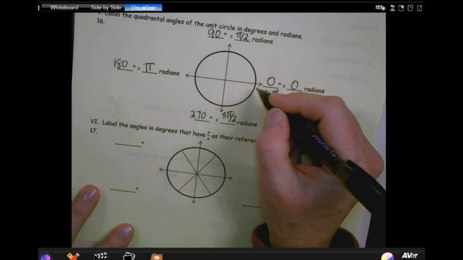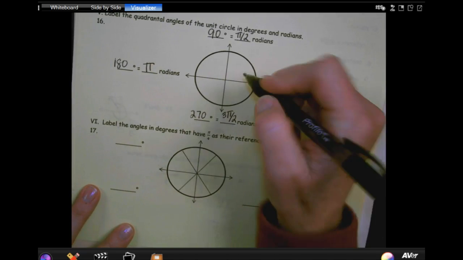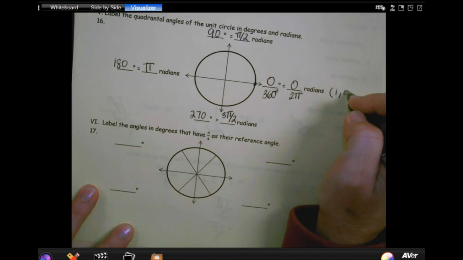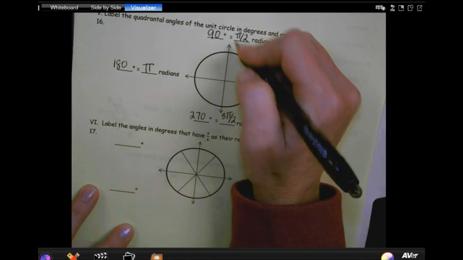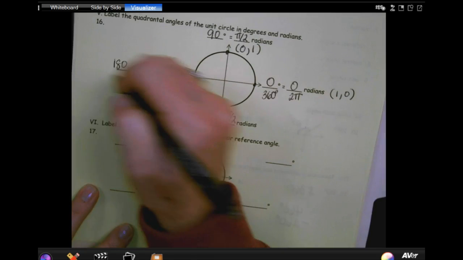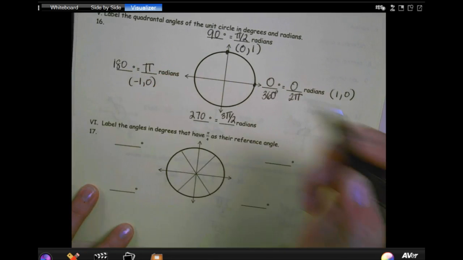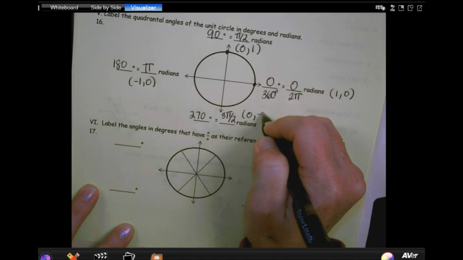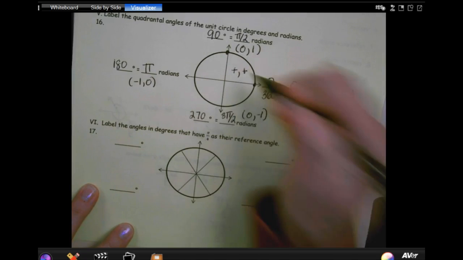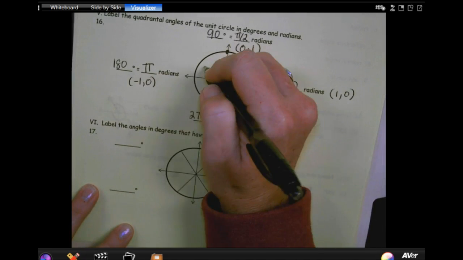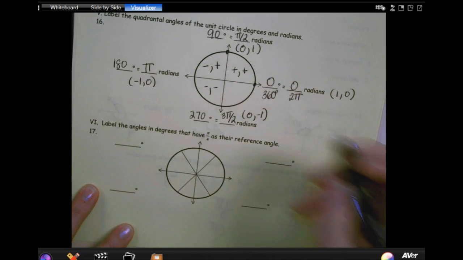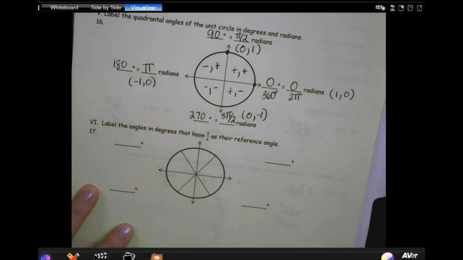I'm also going to fill in, because this is going to be helpful, the point here, my cosine and sine would be 1 and 0. And here it would be 0 and 1. And here is going to be negative 1 and 0. And then here it's 0 and negative 1. And my x and y are both positive in this quadrant. My x is negative and then positive, and then negative and negative, and positive and negative.